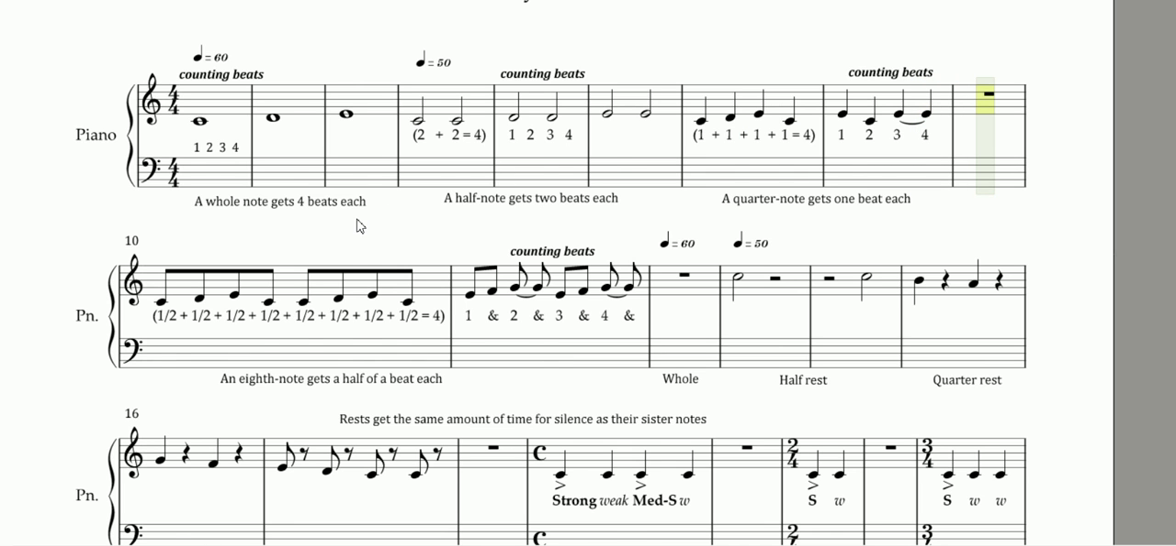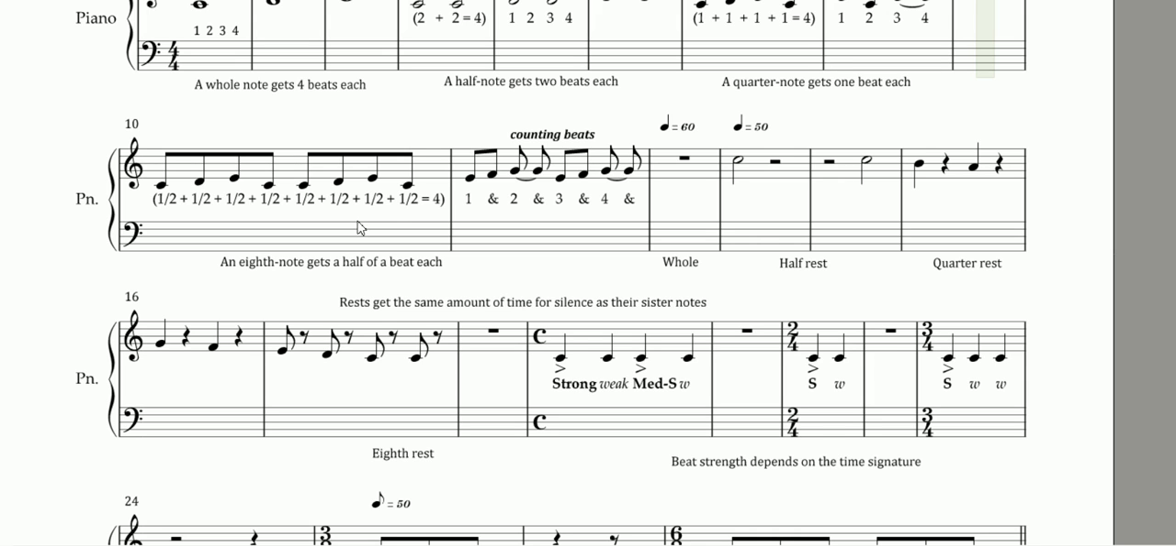Now, 8th notes pose a little bit of a problem, but that's okay. We've taken our quarter note and divided it into 2. So naturally then, instead of it getting 1 beat, our 8th note gets a half a beat. So a half and a half is 1, and then there's another 1, and there's another 1, and there's another 1. So 1 plus 1 plus 1 plus 1 equals 4.